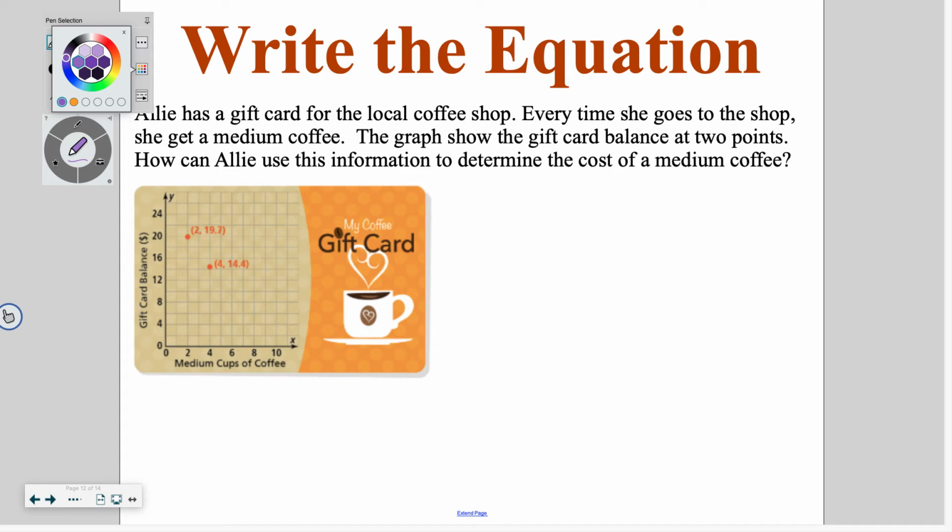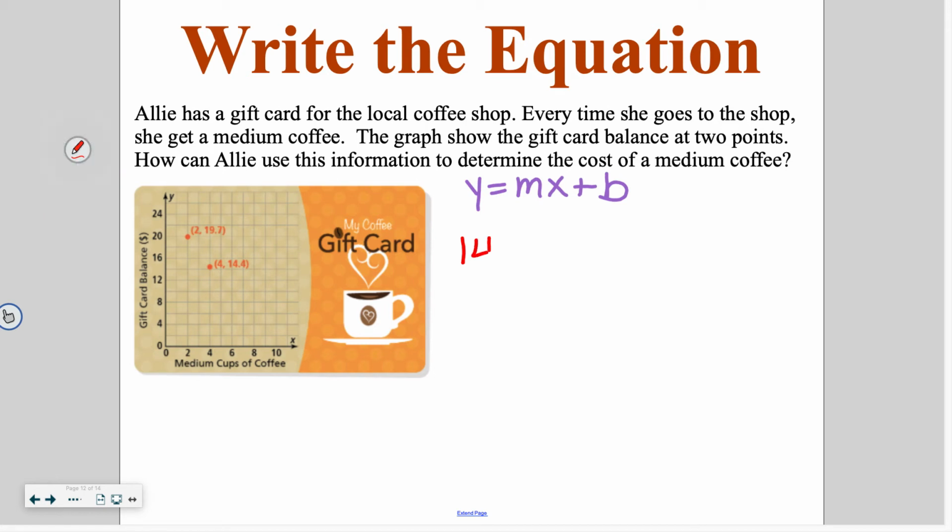So if we're looking at our equation, y equals mx plus b, when you're looking at this type of equation, your cost per something is going to end up being your slope. That's how much you're changing by. In this case, she's changing by each coffee that she purchases. So that slope, that change is what we're looking for. In order to find it, we're going to go ahead and use our 2 points.